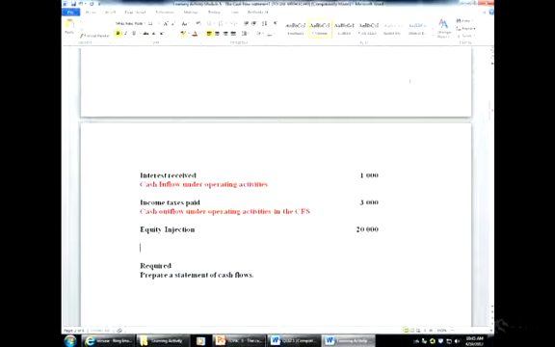Equity injection. The owner injected further equity, further capital into the business. So the business is definitely receiving the cash. So there's a cash inflow, and this inflow came from the owner, and therefore it will be reported under financing activities in the cash flow statement. I hope this is clear.